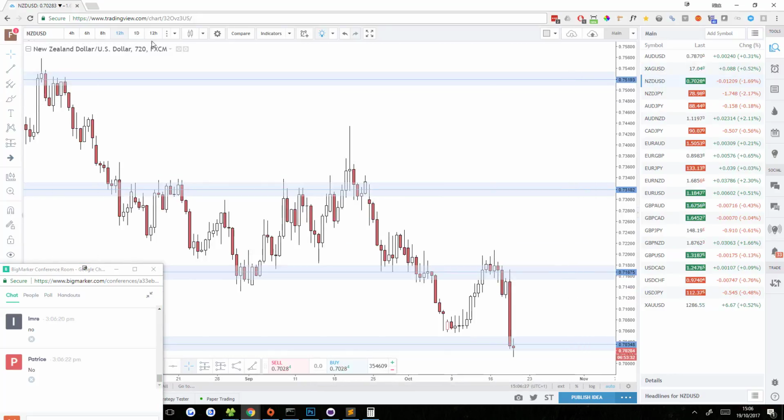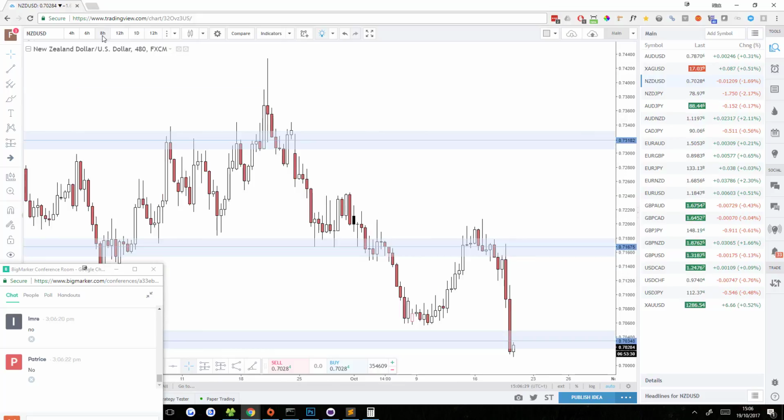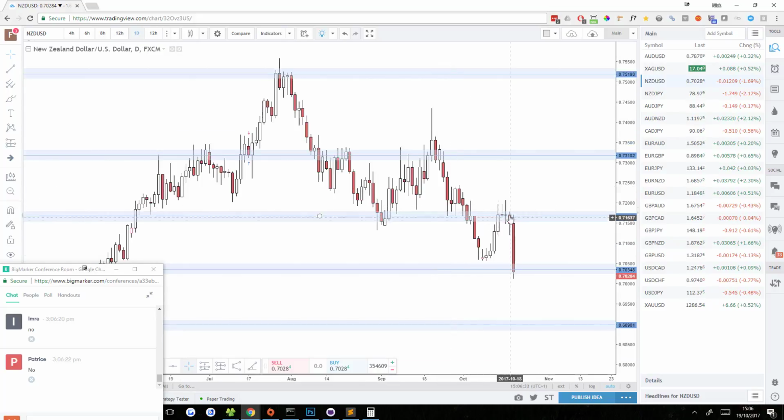Alright, next we have New Zealand USD. I shared this short trade here on Tuesday's analysis. So if you refer back to Tuesday's analysis, I shared a potential short trade here on New Zealand USD. And it worked out quite well. As you can see, it was helped along by news, but that's fine because a lot of trades are helped along by news.